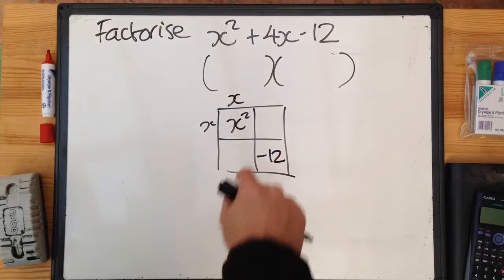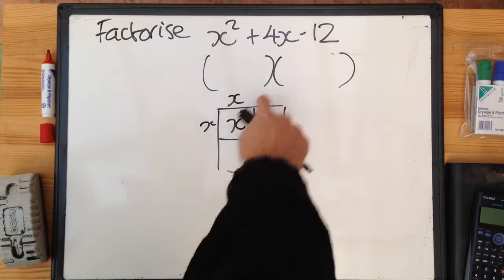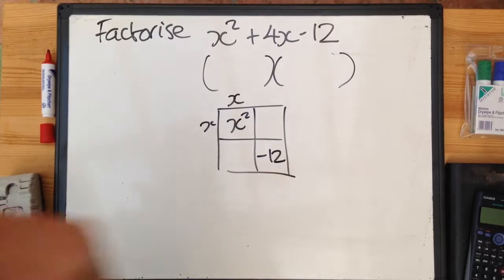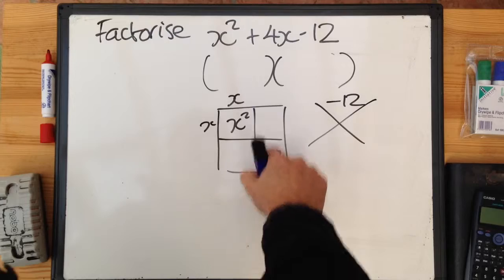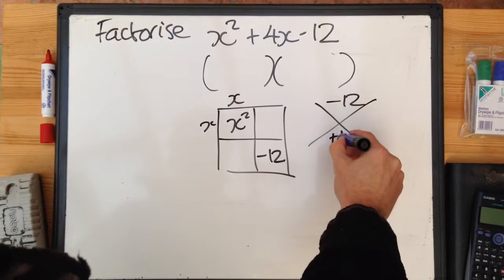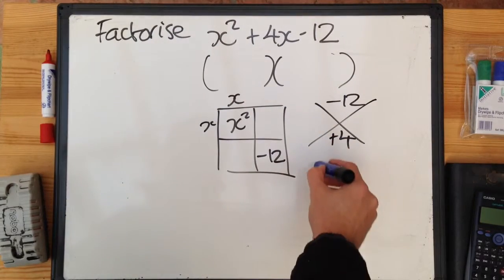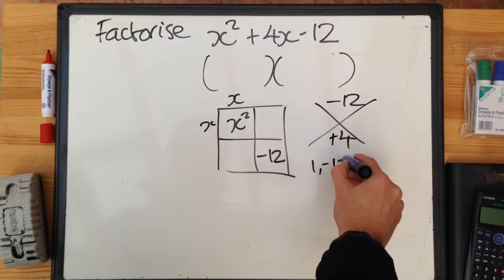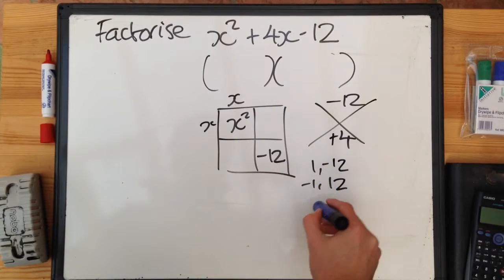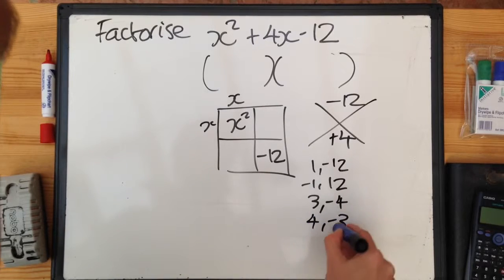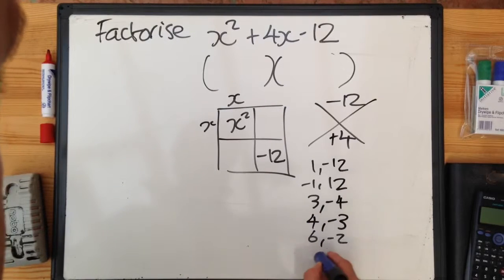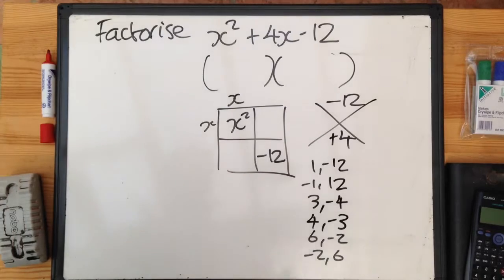Now, the way to go about this is to think what numbers go here and here. And there are a few possibilities. But they have to multiply to give minus 12, but they have to add to give plus 4. Now, possible pairs of values could be 1 and minus 12, minus 1 and 12, 3 and minus 4, 4 and minus 3, 6 and minus 2, and minus 2 and 6.